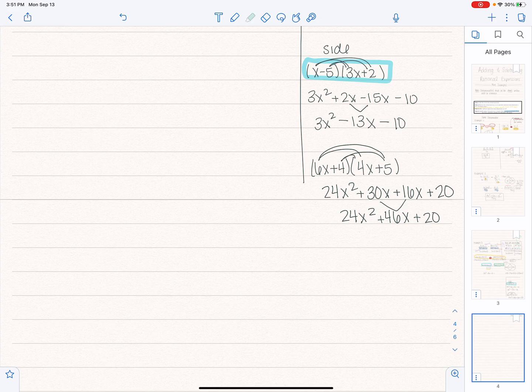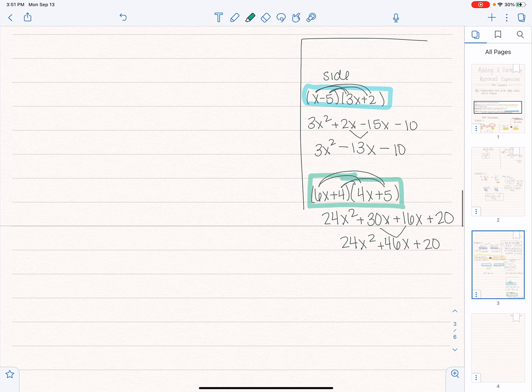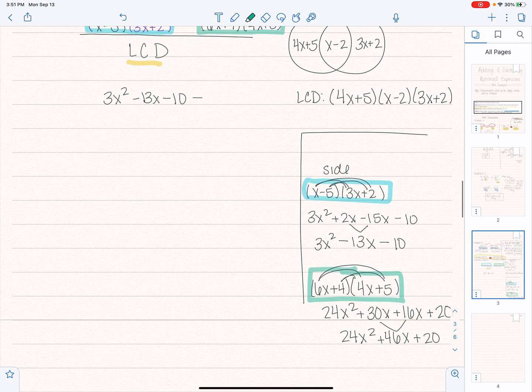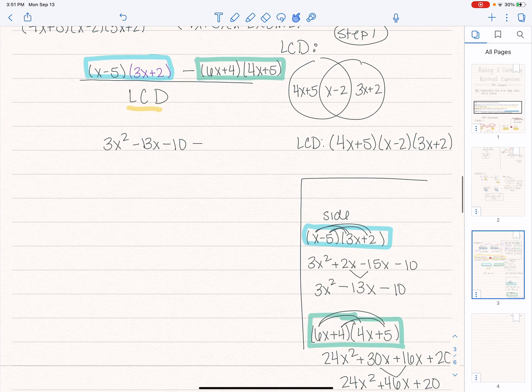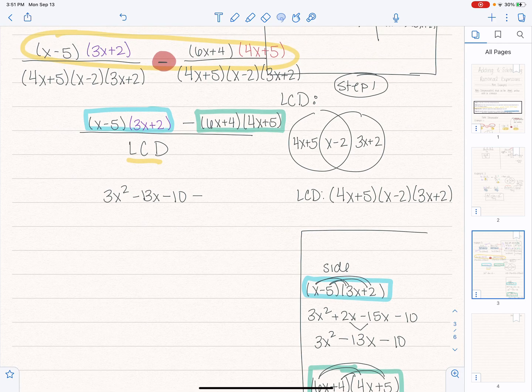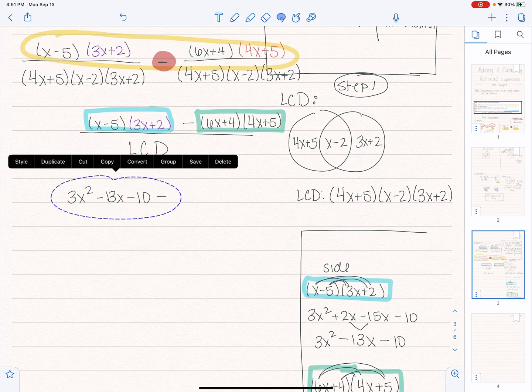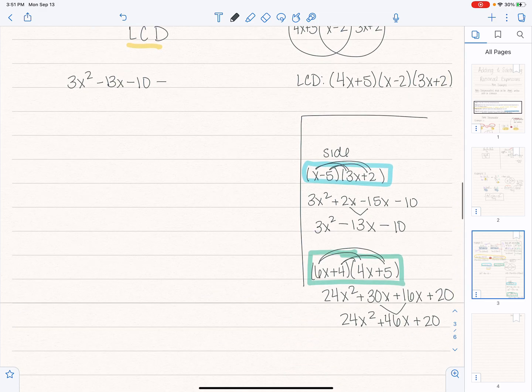Now, where I had that green box, I'm going to replace it with the one I just found. Oops. I'm going to slide that over. So now I'm going to replace that one with 24x squared plus 46x plus 20 all over the LCD.